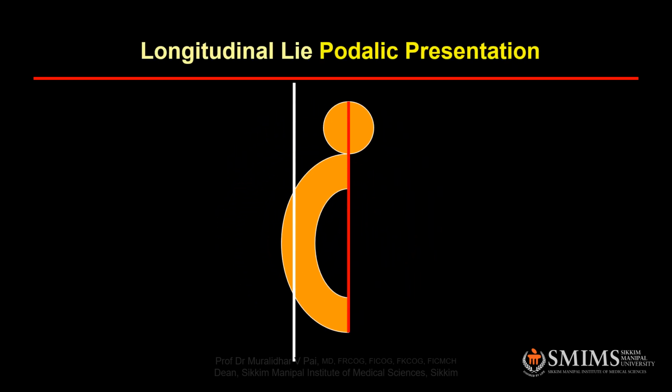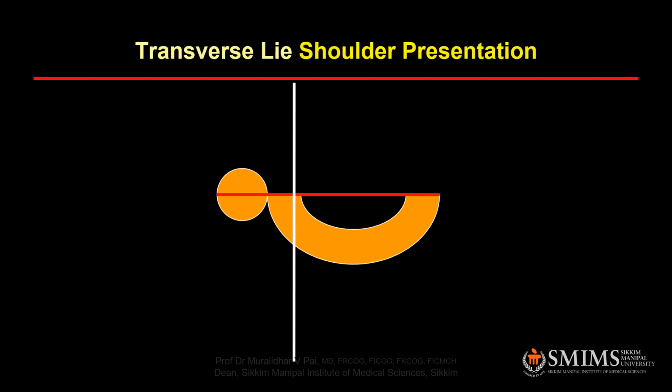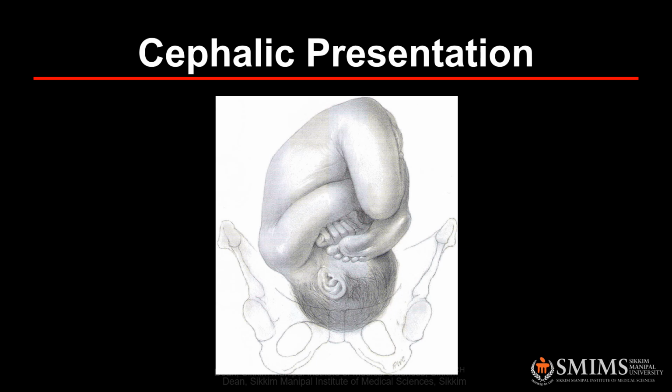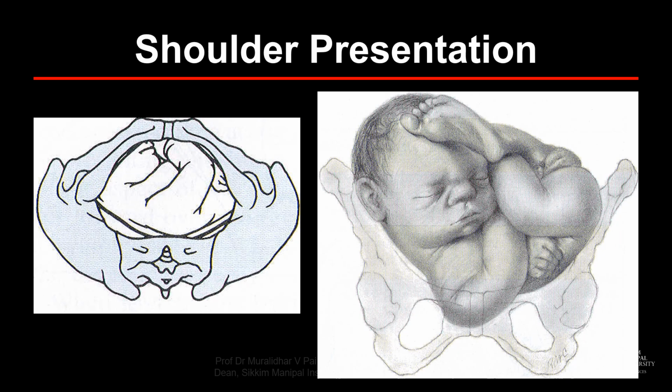Here also, both the lines are parallel to each other, but the head is up, hence it is longitudinal lie but pedalic presentation. When the lines are perpendicular to each other, it is transverse lie and the presentation is shoulder. When the lines are oblique to each other, it's an oblique lie but cephalic presentation. Cephalic presentation, breech presentation, and shoulder presentation.